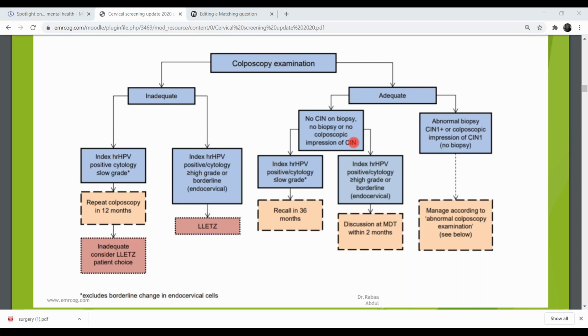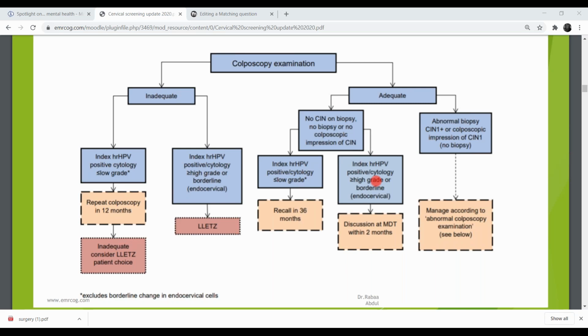Index HPV means her HPV in the case was positive and her cytology was low grade cytology or normal cytology. So you will ask the patient to be seen in 36 months, which is a good thing for everyone. So let's say the patient's colposcopy came normal, no impression of CIN, or a biopsy has been taken and confirmed that it's no CIN.